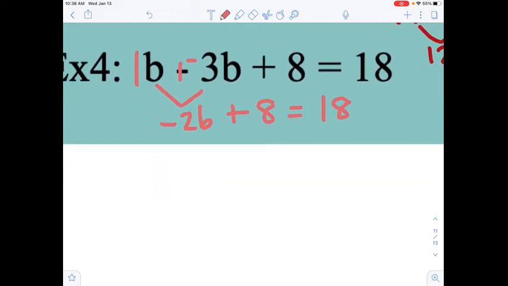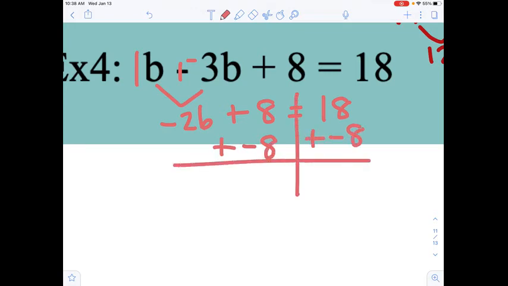Now I need to get rid of my constant. My constant is a +8. So to get rid of +8, I'm going to add -8 to both sides. Whatever I do to one side, I have to do to the other. And I'm left with -2b equals 10.